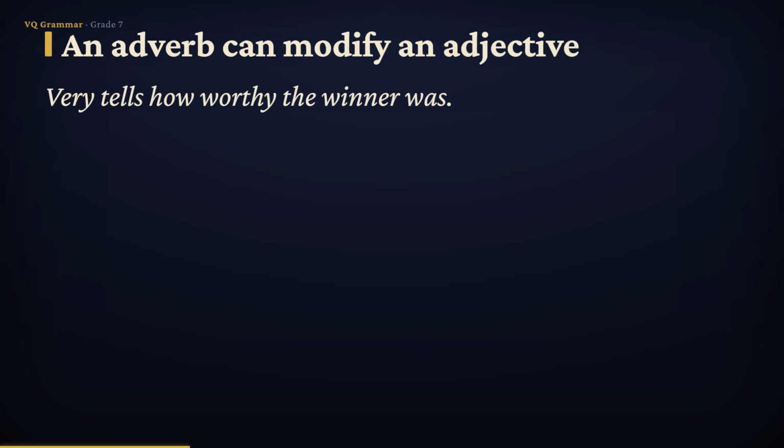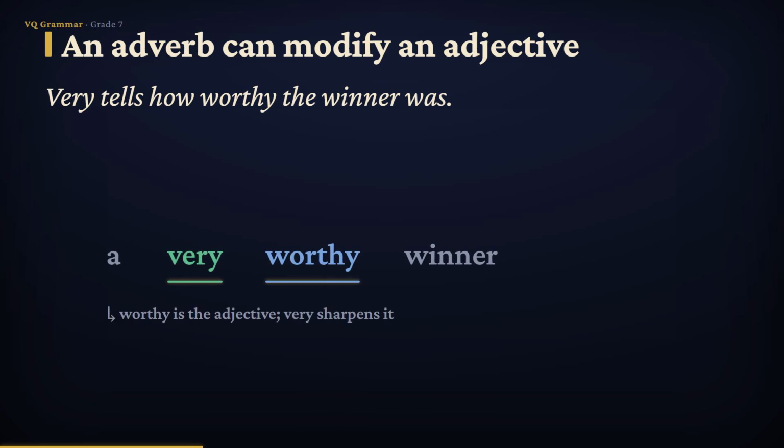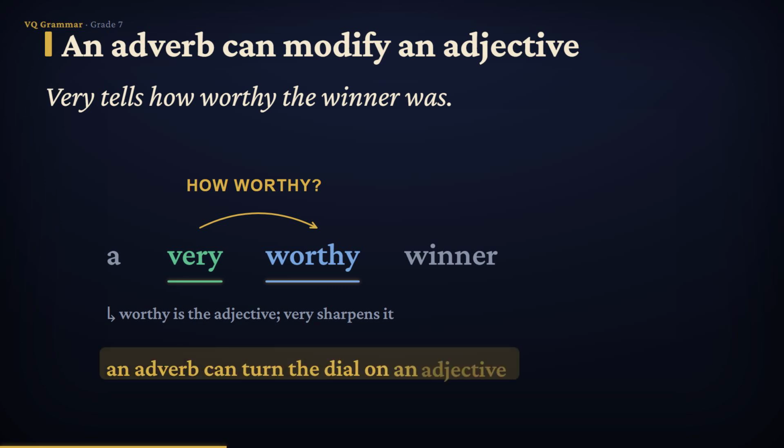Now the second target. An adverb can also modify an adjective. Listen. She was a very worthy winner. The word worthy is an adjective, describing the winner. But look what very is doing. It's describing worthy, telling us how worthy she was. Very worthy. So very is an adverb here, and it's pointing at an adjective, not a noun. Adverbs love to turn the dial up or down on an adjective.